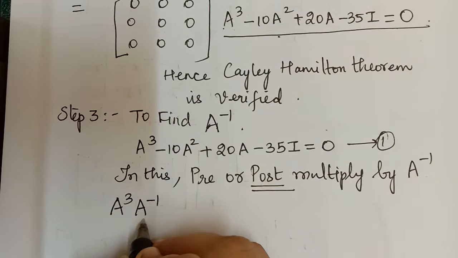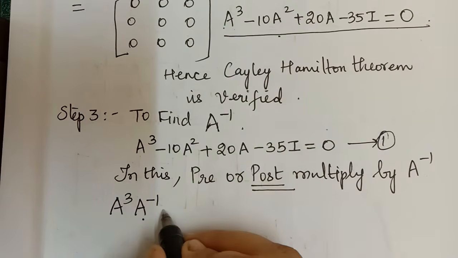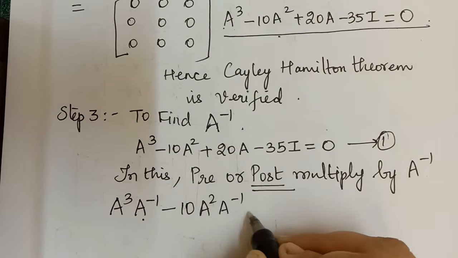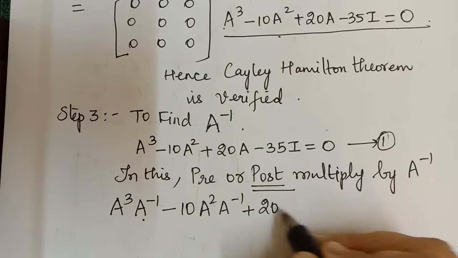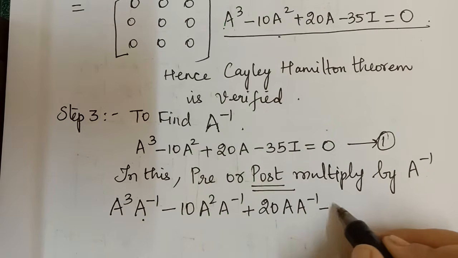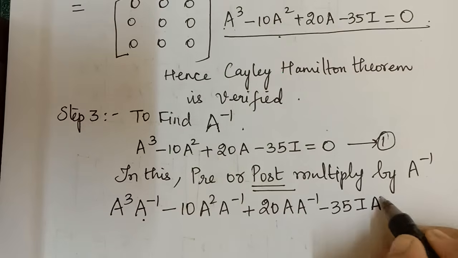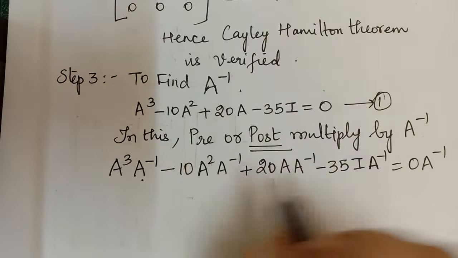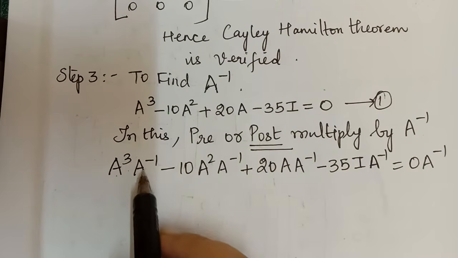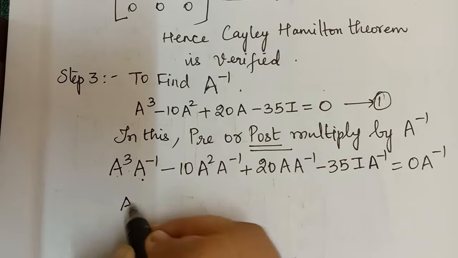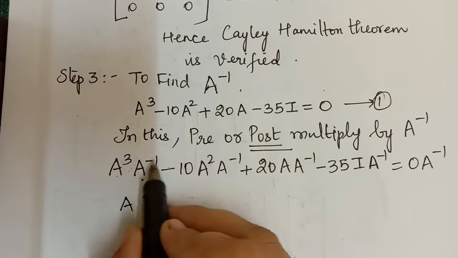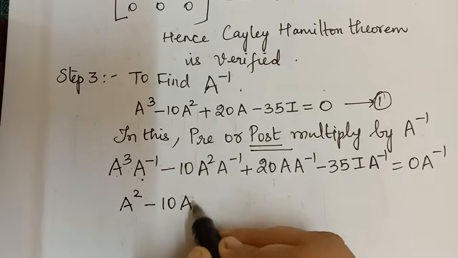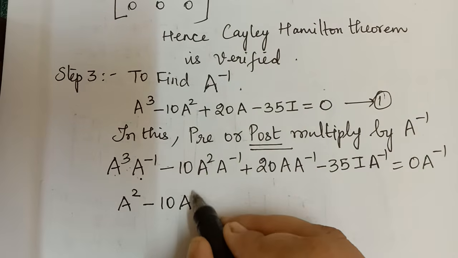So if you are post multiplying with one term, then all the terms we have to post multiply. So 10A squared multiplied with A inverse, then plus 20A inverse minus 35I A inverse equal to, right side also we have to multiply, 0 multiplied by A inverse. Now what is A cube multiplied with A inverse? So we have to add the powers. When the base is the same, we have to add the powers. So 3 minus 1 is 2. And then minus 10A, 2 minus 1 is 1. So we can leave it like this. So A to the power 1 this means A.